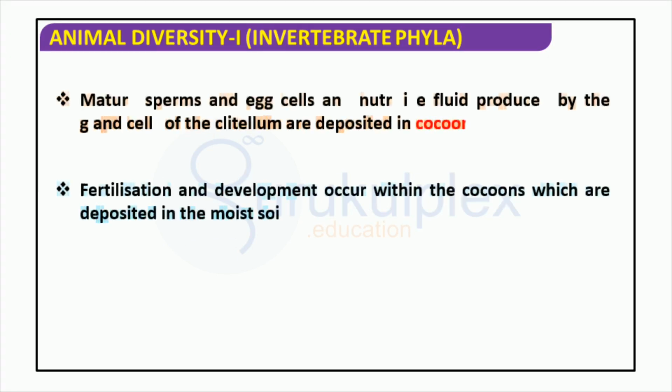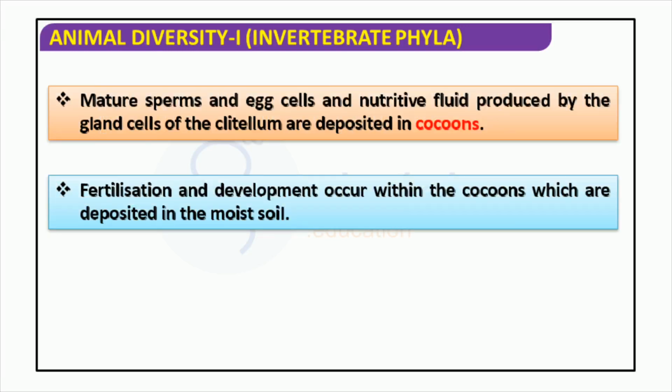Phyla of invertebrates have been extensively studied in recent studies of animal diversity. The mature sperm and egg cells, as well as the nutritive fluid, in a particular group of these invertebrates are produced by gland cells of the clitellum. Such fluid is then deposited in cocoons, where fertilization and development take place, and eventually deposited in moist soil. This process of development is a significant part of understanding animal diversity, allowing us to better comprehend the intricacy of the animal species.